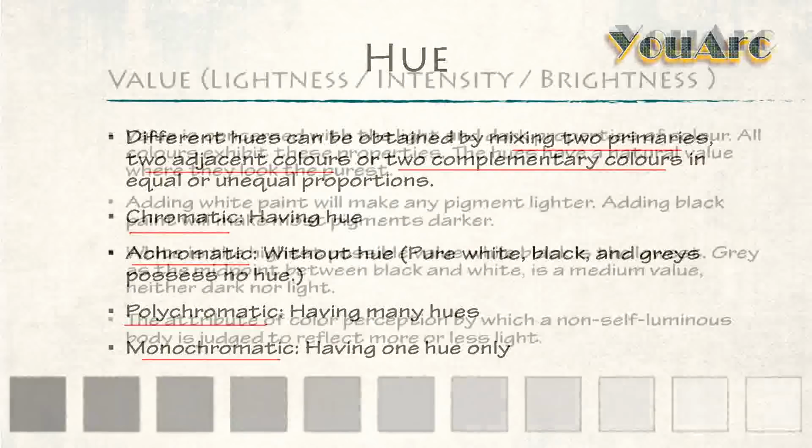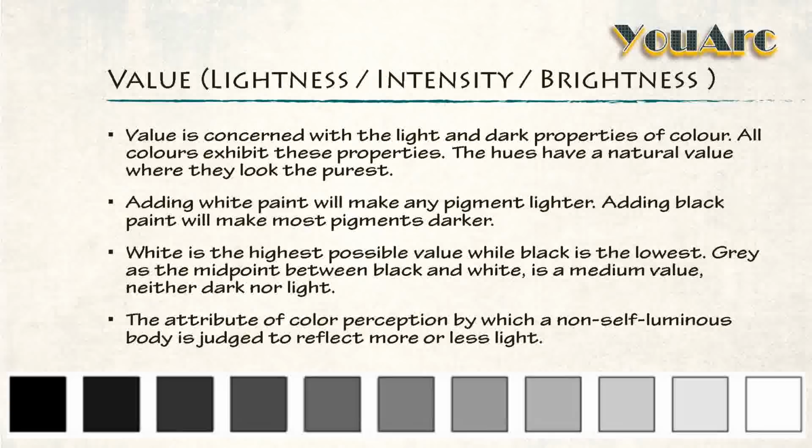Let's understand value in detail. It is often called lightness, intensity, or brightness. Value is concerned with the light or dark properties of color. All colors exhibit these properties. So what is a pure hue? A hue without added white, black, or gray is called a pure hue. When a hue is at its natural value, it looks purest. When a hue has nothing added, it has its natural value.